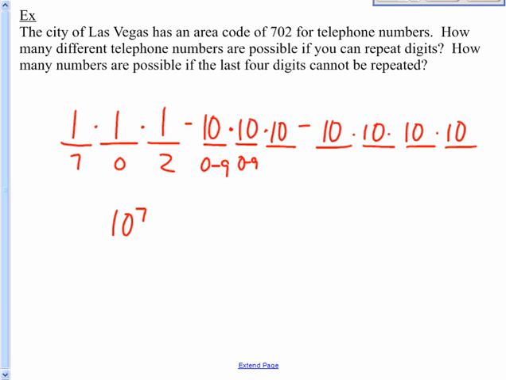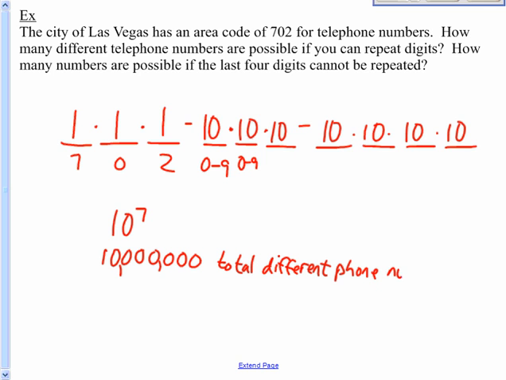7 there. So I think that's right there. I believe 10 to the 7th should be 10 million. Okay. So if you multiply 1 times 1 times 1 times 10, 10, 10, 10, 10, 10, 10, right? 10 to the 7th. So 10 million is how many total different phone numbers for area code 702, right?